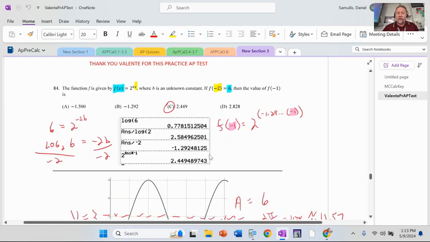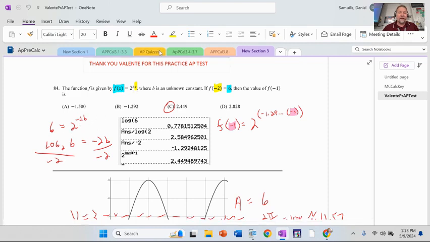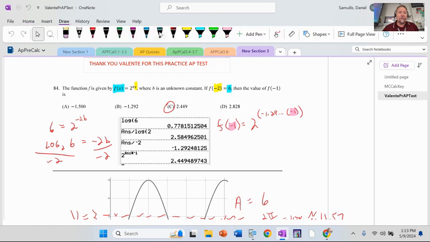Next one, what do we have? Some logarithms. So the first thing I had to do is solve for this B. B is an unknown constant. If f of negative 2 equals 6, then find, well, okay, that gets the ball rolling. Input negative 2 for x. I didn't highlight that. I should have. So I have that highlighted there, but not there. Negative 2 for x, and then 6 for f of x or y.